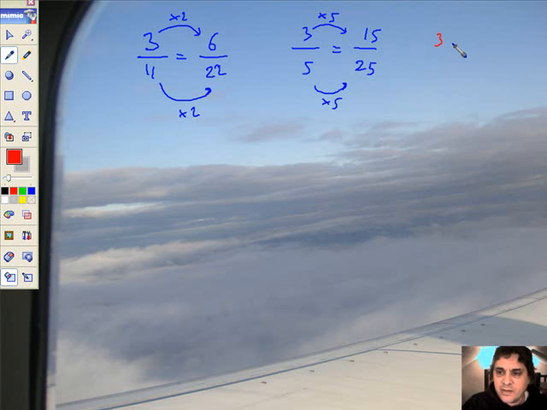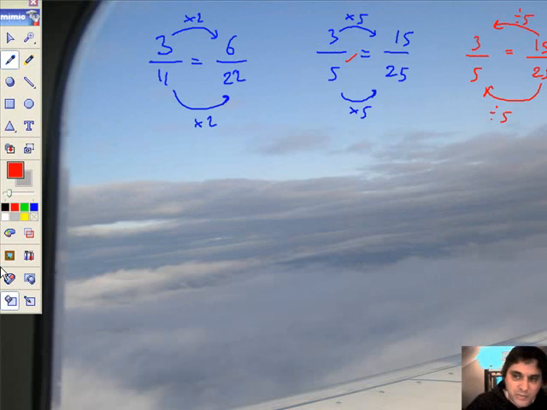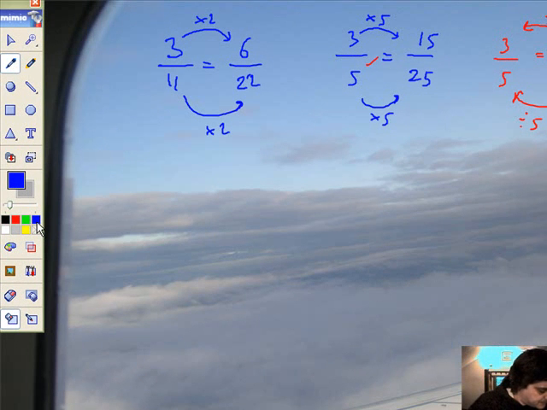Could have done it a different way. You could have said 3 over something equals 15 over 25. Since we want to work out what's here, you could have said, well, 15 divided by 5 gives you 3. So 25 divided by 5 will give you 5. Either way, you get the same answer, so it's not a problem, is it? Back to blue.